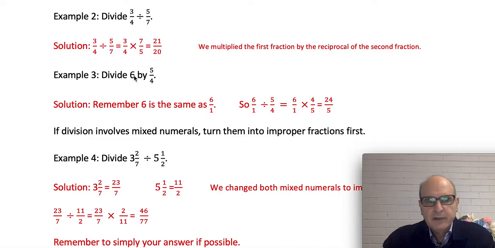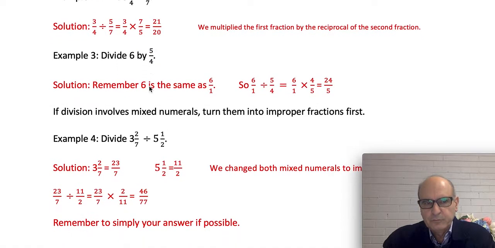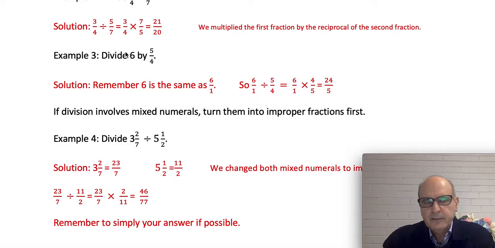Another example: divide 6 by 5 over 4. Remember, a whole number can be turned into a fraction by writing it over 1. So I can write 6 as 6 over 1 divided by 5 over 4. And we said when dividing fractions, keep the first fraction, change division to multiplication, and flip the second fraction. So 5 over 4 becomes 4 over 5. Now we multiply them. 6 times 4, 24 at the top. 1 times 5, 5 in the denominator.